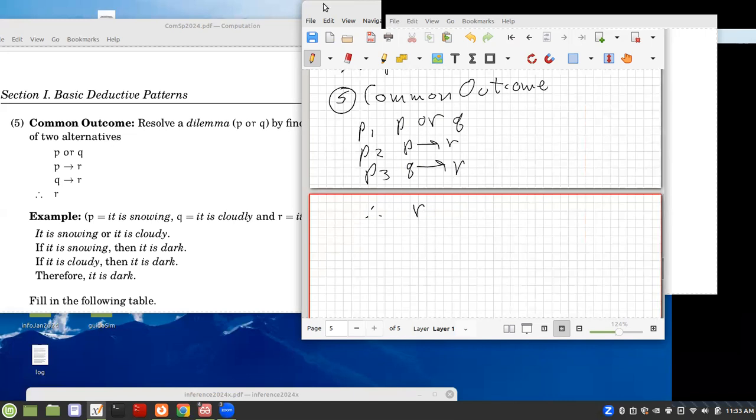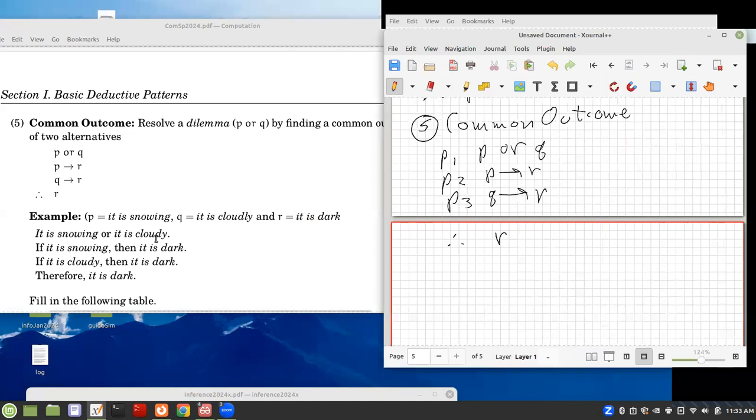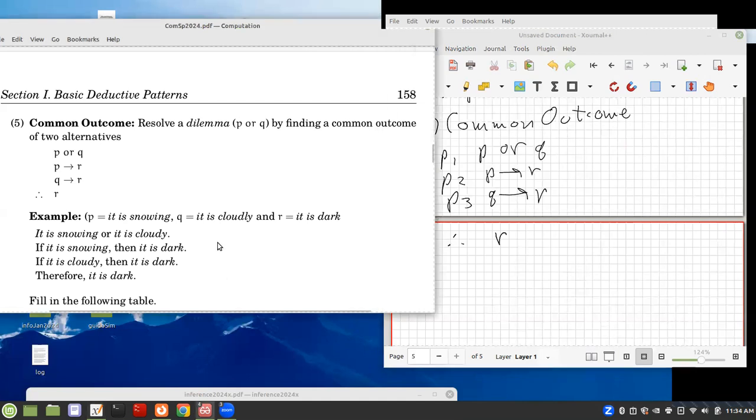Okay, here's an example that makes that seem plausible, hopefully. P represents the proposition it is snowing. Q, it is cloudy, and R is dark. So if it is snowing or it's cloudy, and you say if it's snowing, then it's dark. If it's cloudy, then it's dark. And you know it's either snowing or cloudy, then you know it's dark.